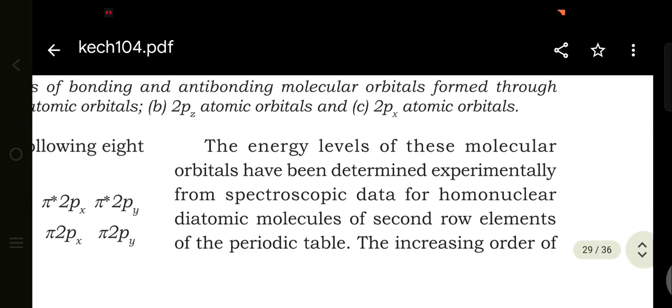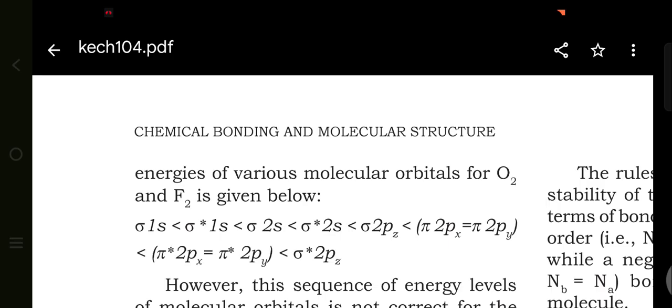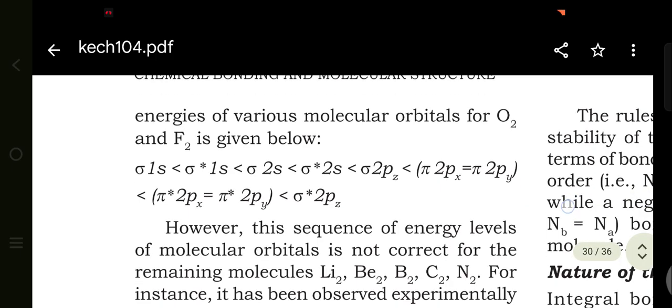The energy levels of these molecular orbitals have been determined experimentally from the spectroscopic data for homonuclear diatomic molecules of second period elements of the periodic table. The increasing order of energies of various molecular orbitals for O2 and F2 is given as sigma 1s, then sigma star 1s, sigma 2s, sigma star 2s, sigma 2pz, pi 2px equals pi 2py, less than pi star 2px equals pi star 2py, less than sigma star 2pz.